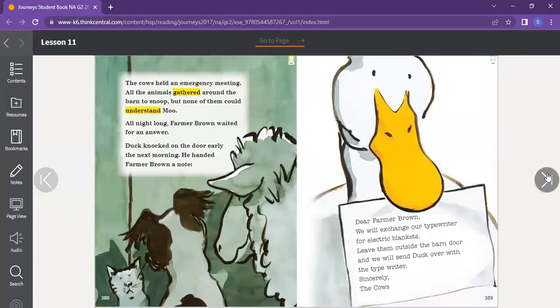The cows held an emergency meeting. They gathered together and they decided to make a deal with Mr. Brown. They wrote a note. "Dear Mr. Brown, we will exchange our typewriter for electric blankets. Leave them outside the barn door, and we will send Duck over with the typewriter. Sincerely, the cows."